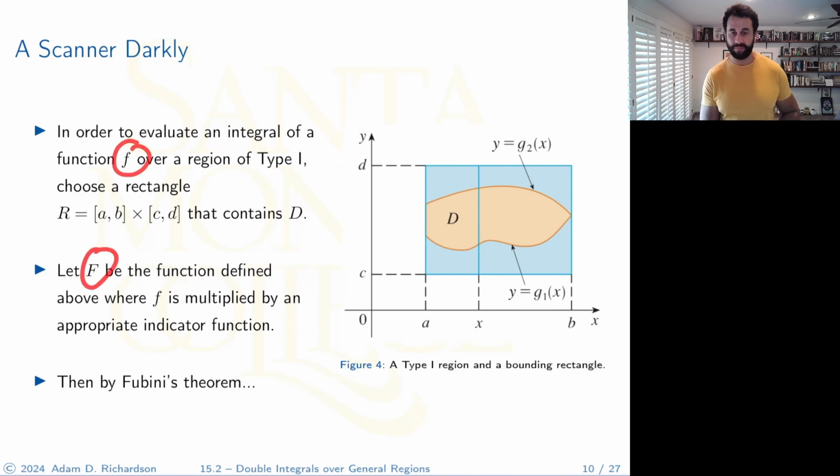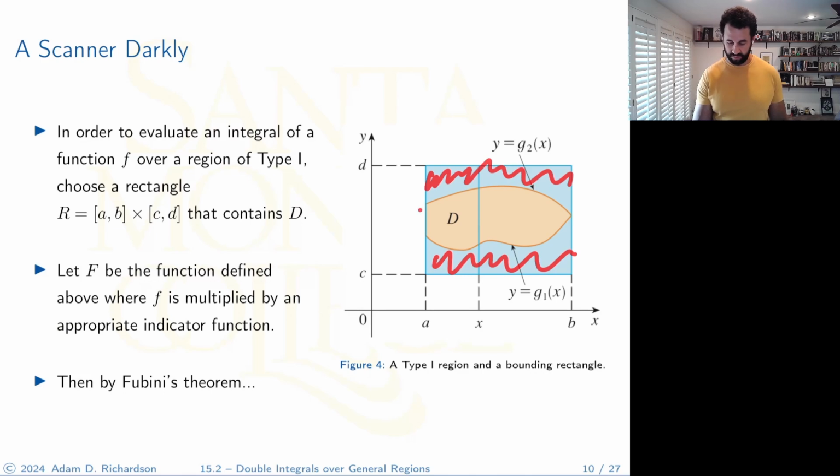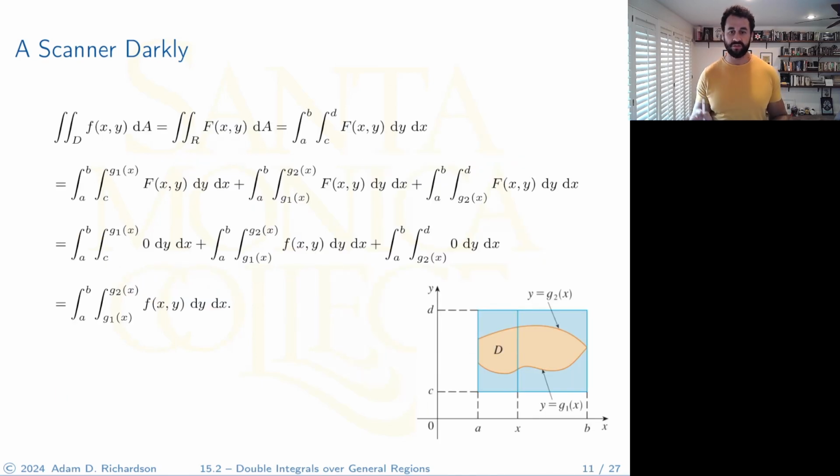We're going to integrate capital F, which is f times our indicator function, right? And what that indicator function will do is it'll zero out the integral here and here, and it will make the integral only pick up on this region right here. But we needed the rectangle so that we could actually apply Fubini's theorem and do this iteratively. So this is what it looks like.